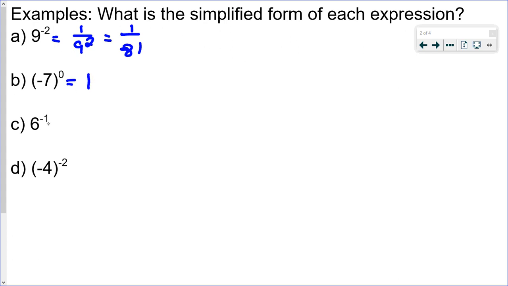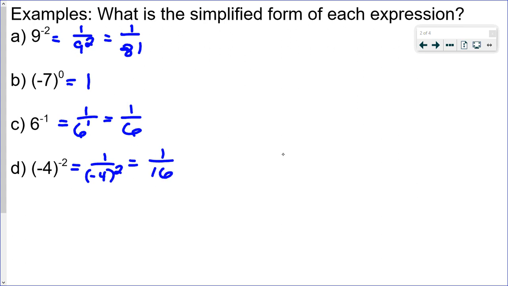All right, negative 7 to the 0th power, anything to the 0th power is just equal to 1. 6 to the negative first power, so let's make it a positive exponent. So that's 1 over 6 to the first power, so move it from the numerator to the denominator. And 6 to the first power, anything to the first power, is just equal to itself. And then negative 4 to the negative second, so put it under 1, becomes a positive exponent. Since there's parentheses here, that means the base is negative 4. So that's negative 4 times negative 4, so that would be positive 16.